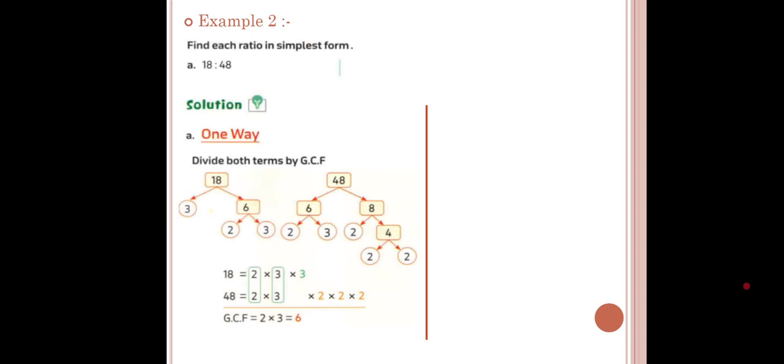Example 2: find each ratio in the simplest form, 18 to 48. Firstly I need to find the GCF. 18 is 3 times 6. The 6 is a composite number, so I break it into primes: 2 times 3. And 48 is 6 times 8.